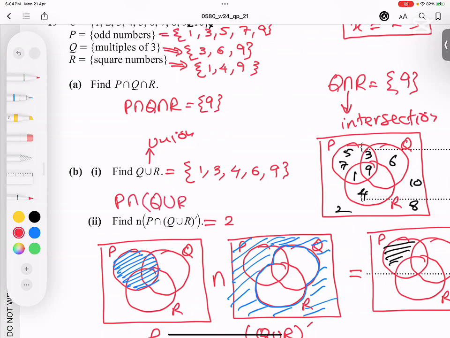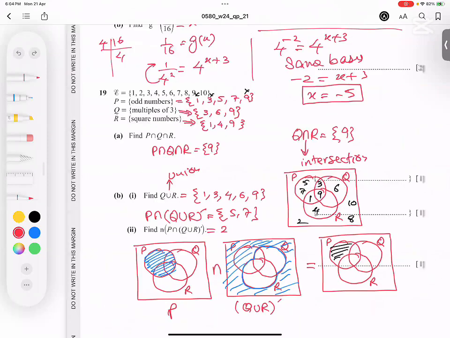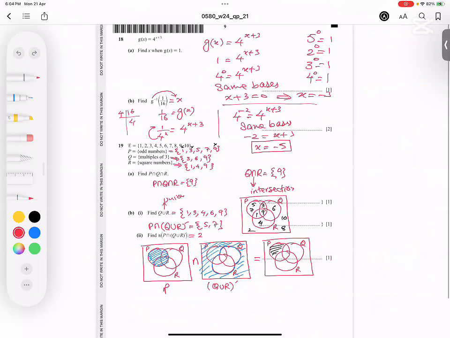Q union R whole complement. Then I must write 5, 7. This comes from here. But if he asks small n and stands for number of members, then I'll just count them and write it. I hope the concept is very, very clear. Let's go for the next page.